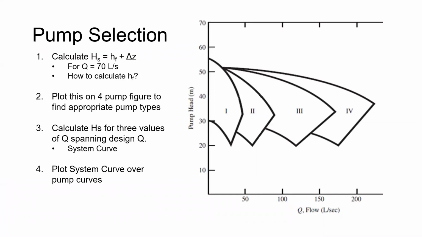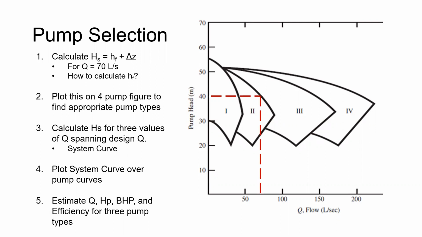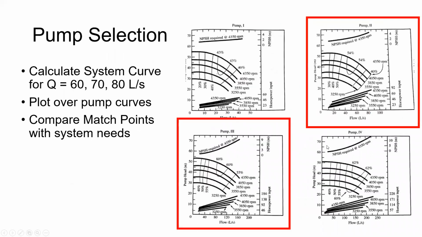So let's jump back into our PowerPoint presentation and kind of look at the rest of the process there. So we'll plot that point on this curve to figure out which pump makes the most sense or which pump family. And then we'll figure out what our actual flow rate, operating pressure, rate horsepower, and efficiency will be. So there's 40 meters, and then there's 70 liters per second. So that's going to put us in either pump family 2 or 3. We'll note that 3 kind of overlaps right there. So pump 2 or pump 3, and those are the curves that we have.